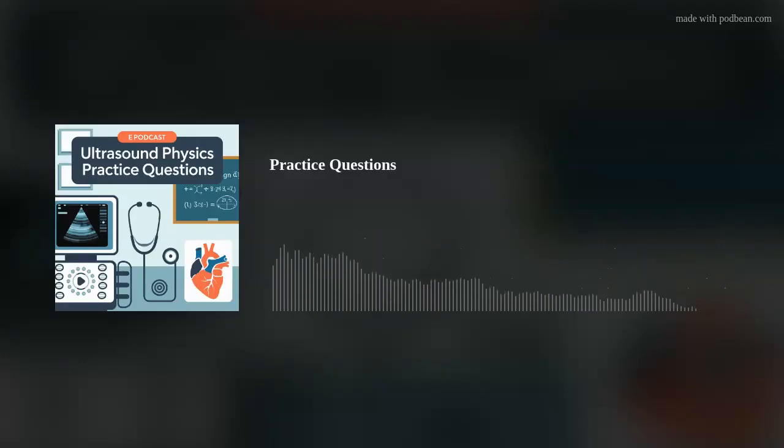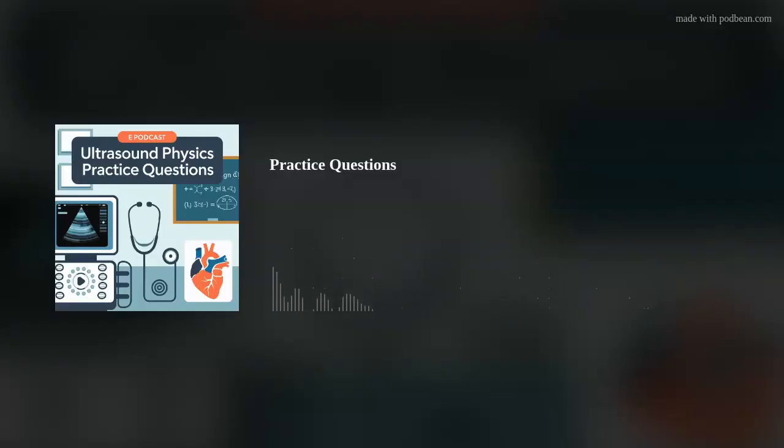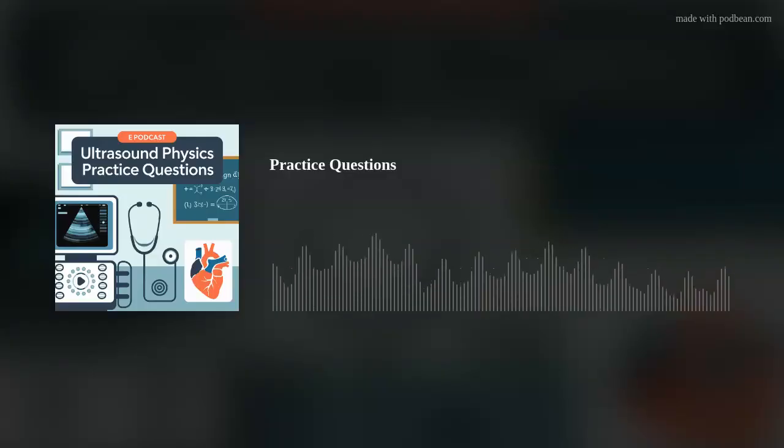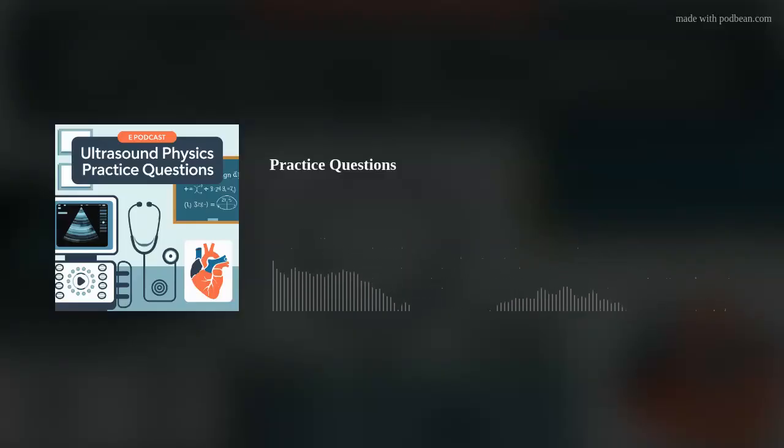Now, this one mentions PZT, or lead zirconate titanate. Why is that material so important in ultrasound? PZT is a piezoelectric material. It's a fancy way of saying it has a special ability. It can change mechanical energy into electrical energy, and vice versa. That's the magic behind how ultrasound transducers work.